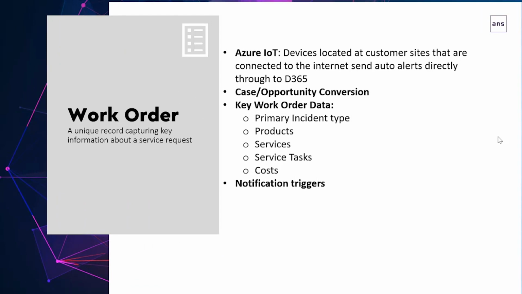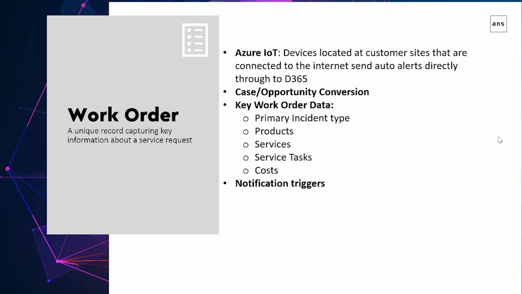So what are they? These are unique records that capture key information about a service request. So on the right hand side, we've got some aspects that tie in with it, and I'm just going to run through these, and then we're going to jump into the system, and I'm going to show you what they look like within Dynamics 365 Field Service.